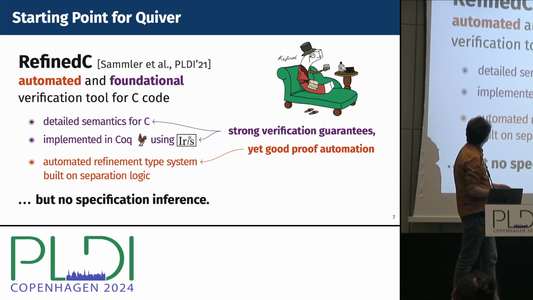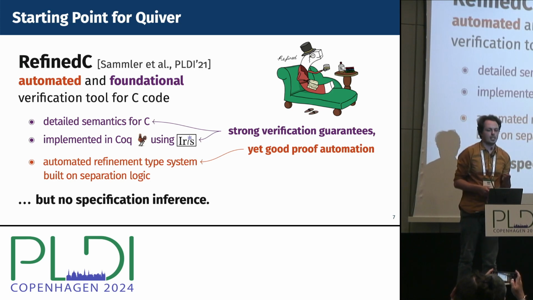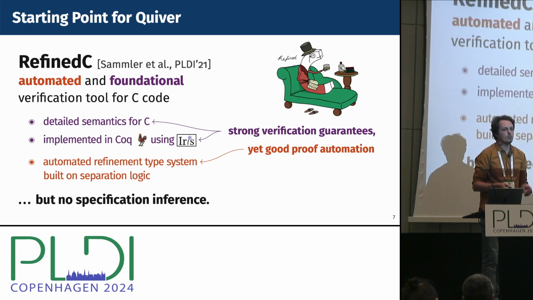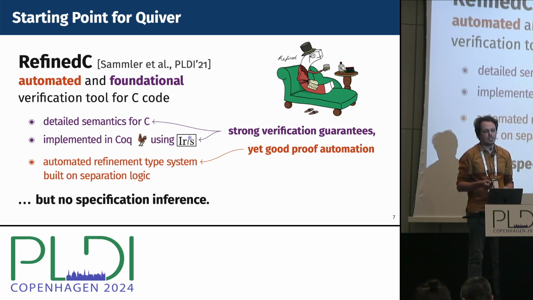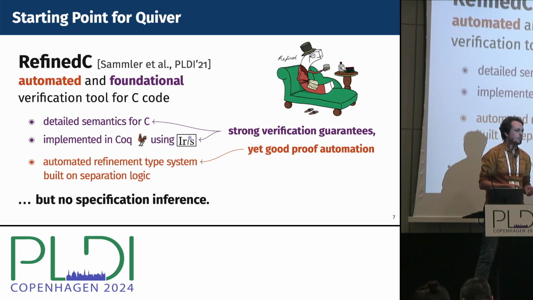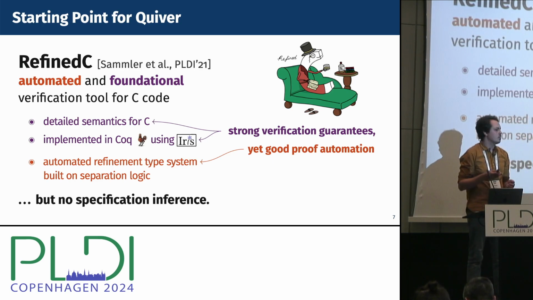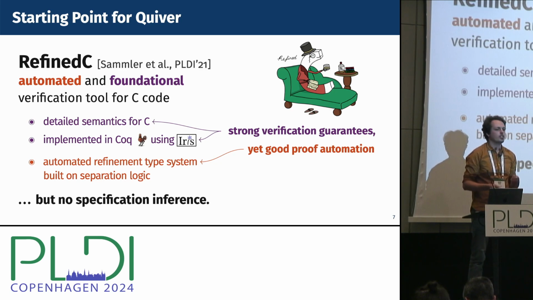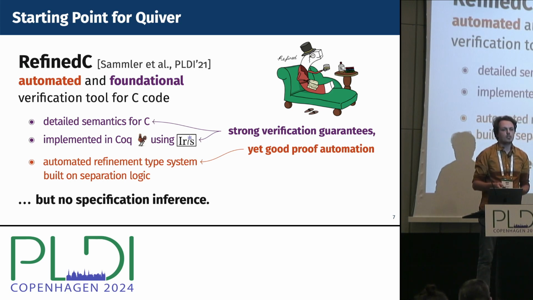On the one hand, it has a very detailed semantics for C, and it is implemented in Coq using Iris. And so when you verify programs in RefineC, you get very strong verification guarantees. On the other hand, it uses an automated refinement type system that's implemented in separation logic. And so you get some proof automation, and the paradigm basically changes to what I showed you on the previous slide. But importantly, RefineC has no form of specification inference.